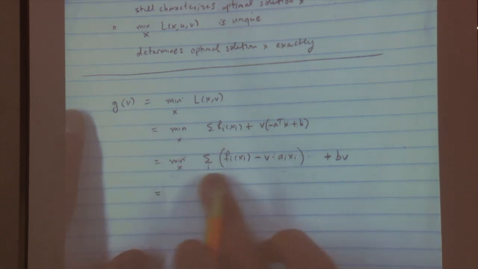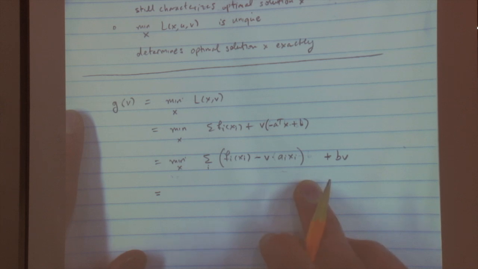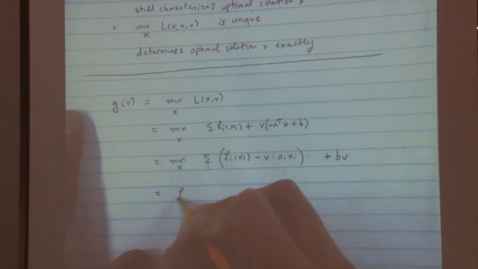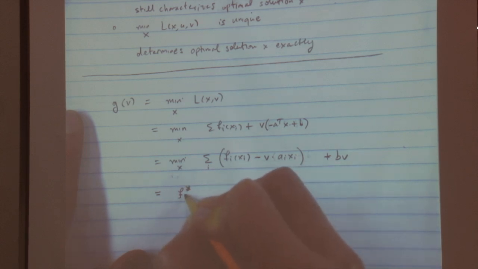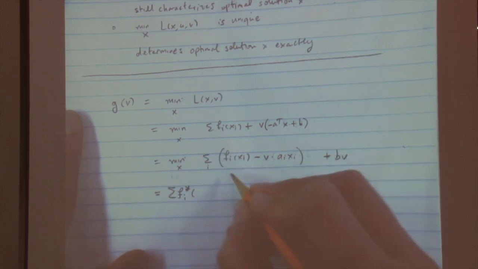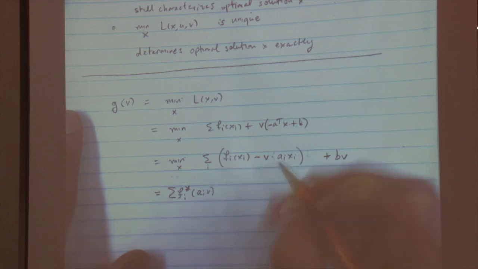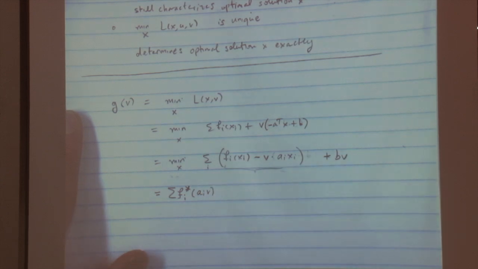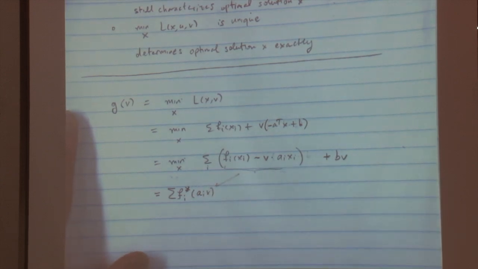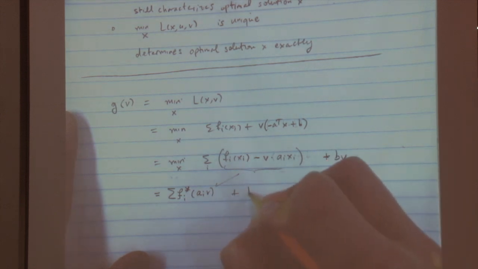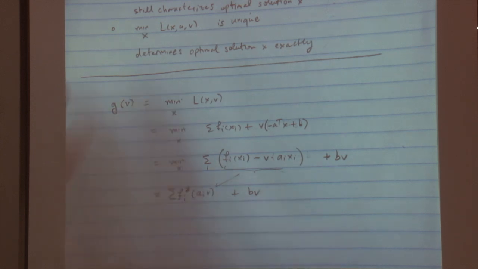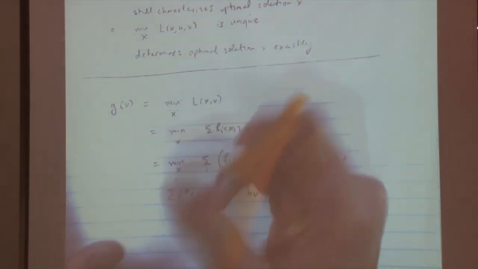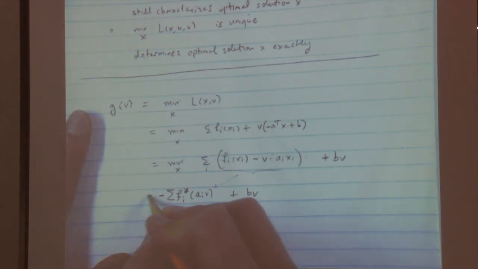We're going to see in a few slides that this is equal to what we call the convex conjugate of fi, evaluated at ai times v. And we write that as fi star of ai times v. That's exactly what this is here. We call this the convex conjugate, plus bv. Right, it's actually the negative conjugate.